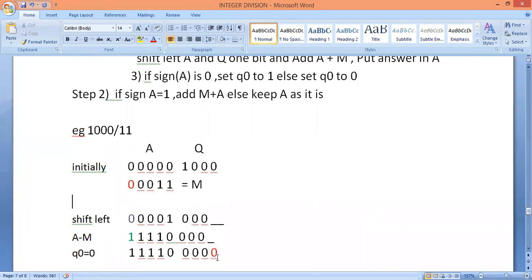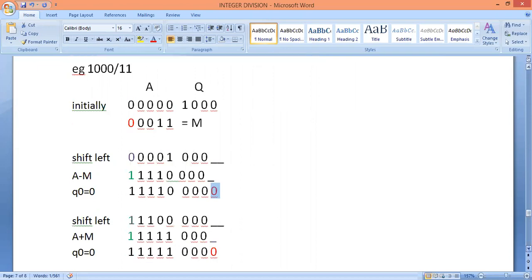Is it clear? I repeat what we did. First of all, we checked the most significant bit of A. It is 0. So if it is 0, we are shifting left and doing A minus M. Again, we are checking the MSB of A. It is 1. Then we are putting Q0 as 0. Clear? Now we have to repeat this 4 times because N is 4 over here. Now second step. Now again, check the MSB of A.